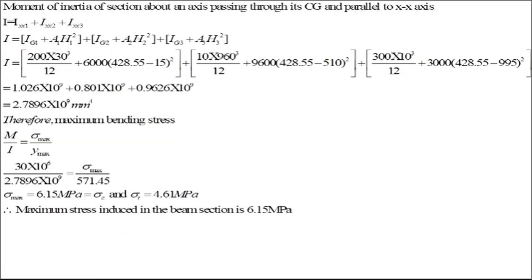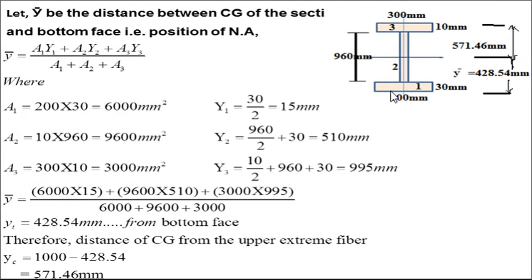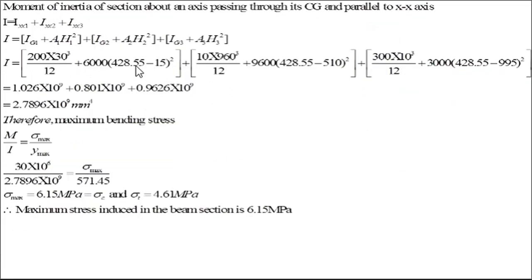After getting yt and yc, you have to calculate the moment of inertia in a similar way by adding all three parts together: MI of the bottom flange, MI of the web, MI of the top flange. MI of the bottom flange will be bd cube by 12, that is 200 into 30 cube by 12, plus a1 h1 square, that is 200 into 30 into h1. H1 will be y bar minus y1, where y bar is 428.54 minus y1, 15. So you will get h1, here 428.55 minus 15.